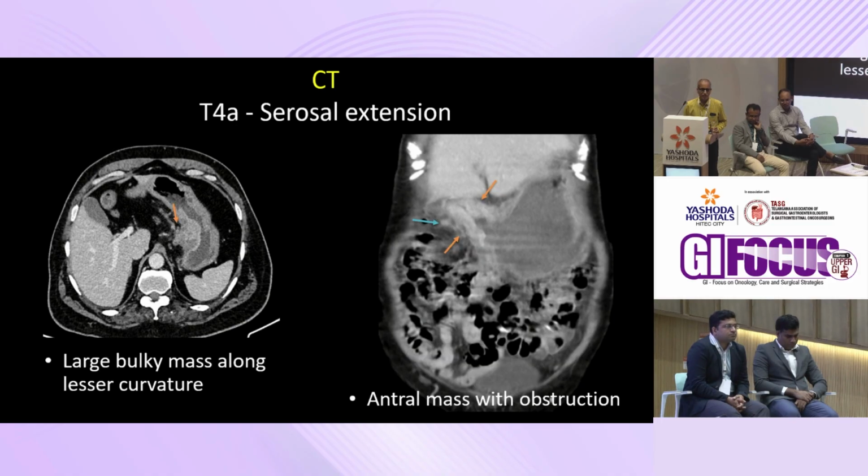Now, T4A lesions have breached the serosa. So we have a lesion like this here in the lesser sac, a large polypoidal type of lesion, which is extending into the lesser sac and into the gastrohepatic omentum here with fat stranding. And another example here, a strictured lesion with a nodular thickening in the antrum with features of gastric outlet obstruction. Again, there is extension of the disease into the perigastric fat planes, and an enlarged lymph node is also seen adjacent to the pylorus.